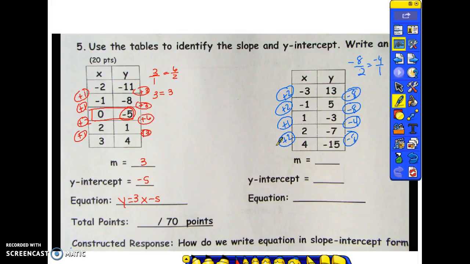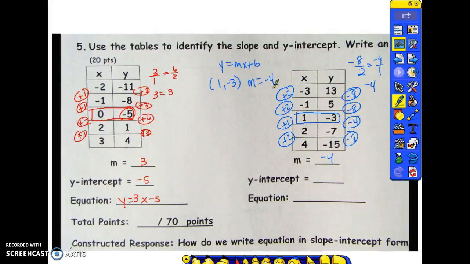Now I simplify. Negative 8 divided by 2 is negative 4. Negative 4 divided by 1 is negative 4. So my constant rate of change, or my slope, is negative 4. To find the y-intercept, if I don't know when x is 0, I have to pick a point. It does not matter which point you pick. You're going to plug this in to y equals mx plus b. The point I'm using is 1, negative 3. And I found that my slope is negative 4.